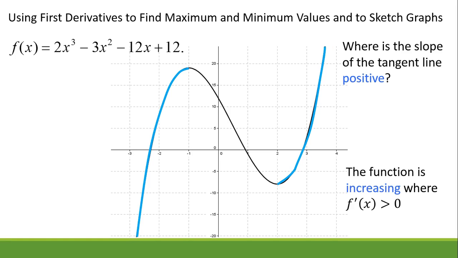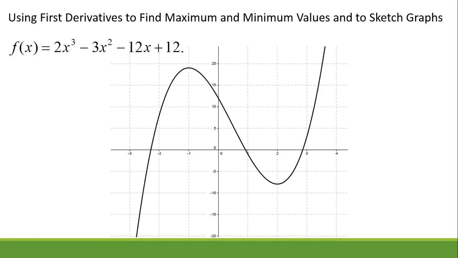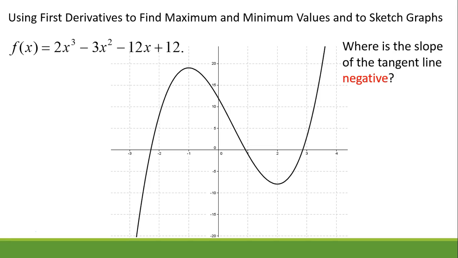So what we can say is that the function is increasing where the first derivative is greater than 0. The function is increasing where the tangent lines have positive slopes. So where on this curve are the slopes of the tangent lines negative?